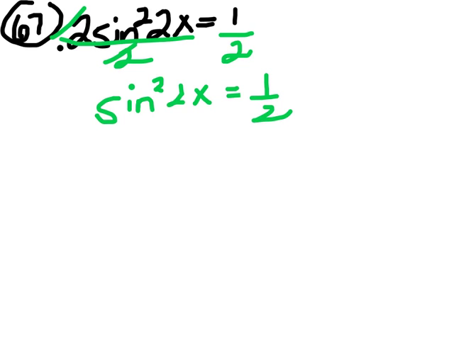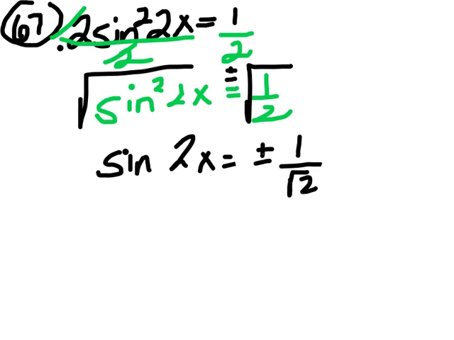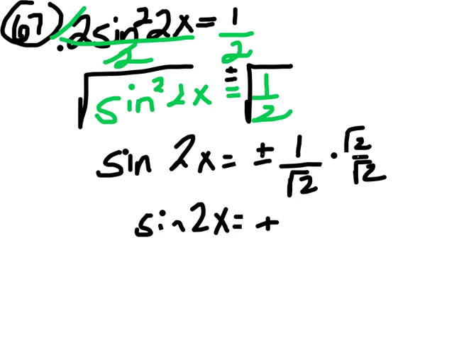What I need to do now is square root both sides. When I square root both sides, when I am solving, I'm going to put a plus and a minus out in front because I square rooted, okay? So now I have sine 2x equals plus or minus the square root of 1 on top, which is 1, and the square root of 2 on the bottom. If you remember, I could rationalize that and I'd get sine 2x is equal to plus or minus square root of 2 over 2.